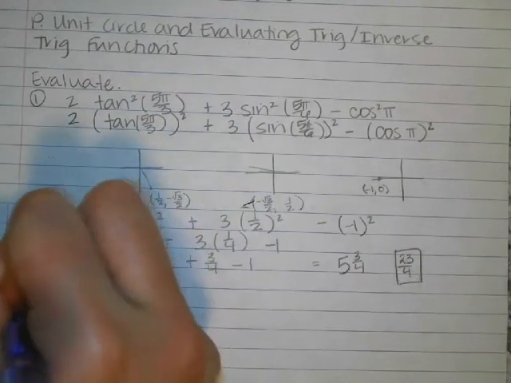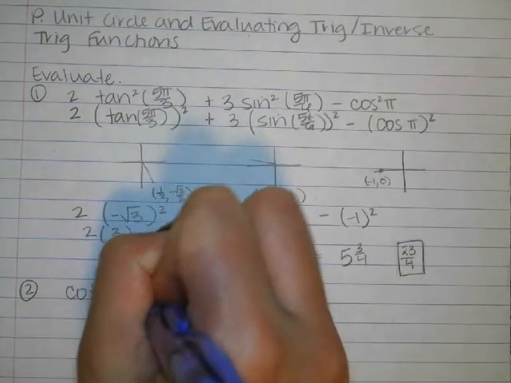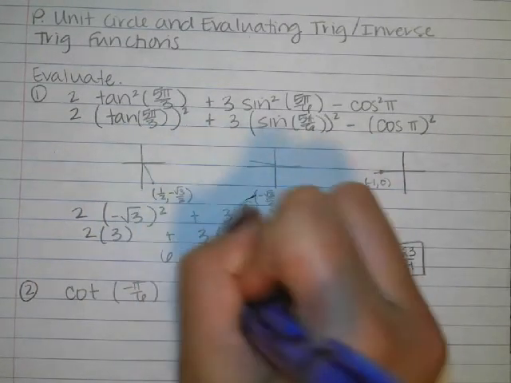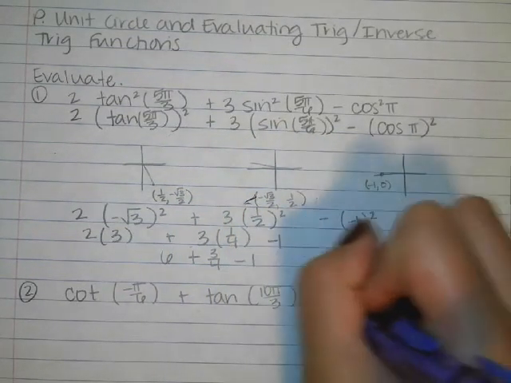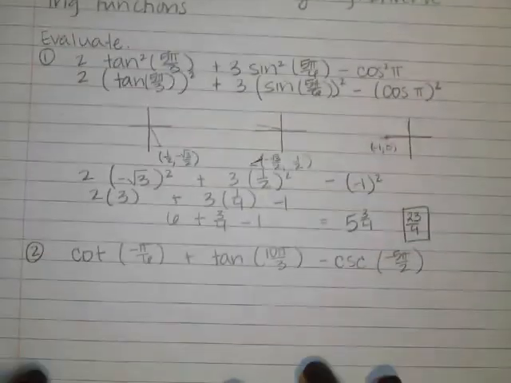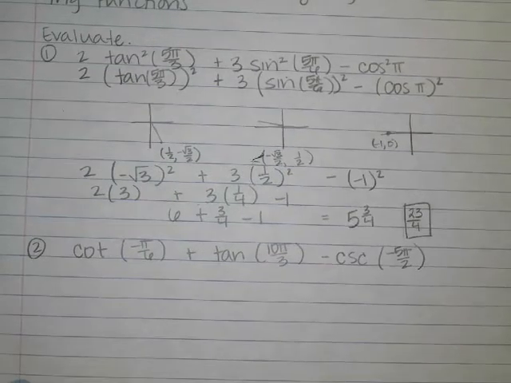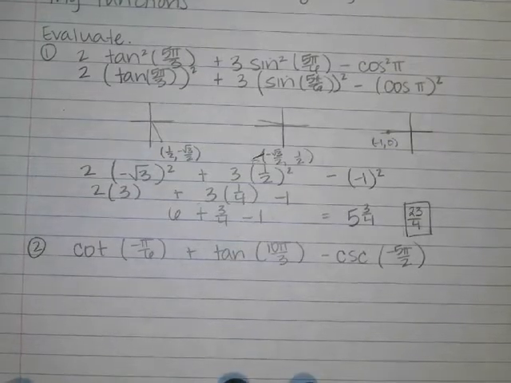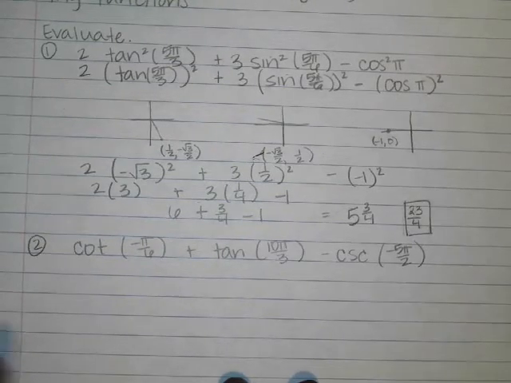Okay, second example. We're going to do cotangent of negative pi over 6 plus tangent of 10 pi over 3 minus cosecant of negative 5 pi over 2. So what I did in this example is I gave you some angles that are negative or too big for the unit circle, so you could practice finding a coterminal angle that is on the unit circle. To find a coterminal angle, we just have to add or subtract 2 pi to find the angle that would have actually shown up on the unit circle.